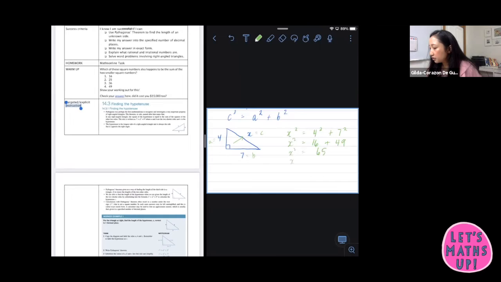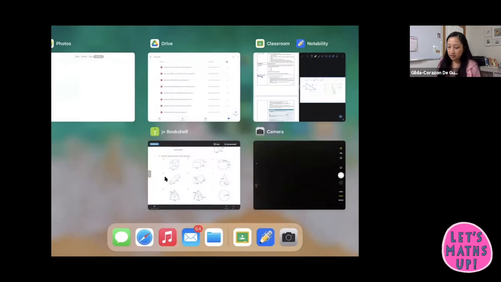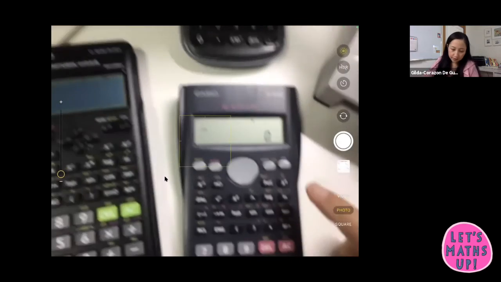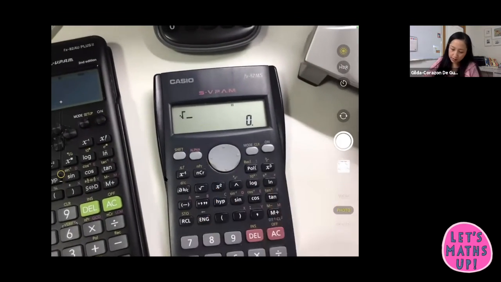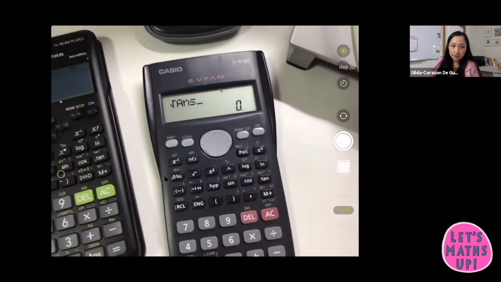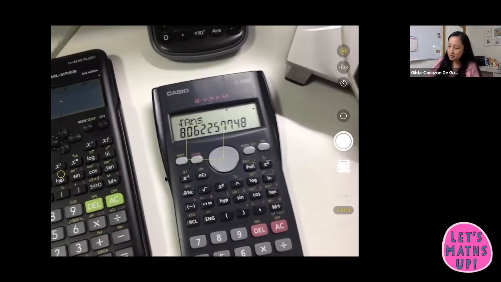X squared, oh no. Now you want to just have x. How do you find just the x? You get the square root. That's the square root sign. You press square root, and then 65. Where is that on the calculator? It's this one, yeah. If you had your previous answer, you can always use that answer button, all right? And you press equals.